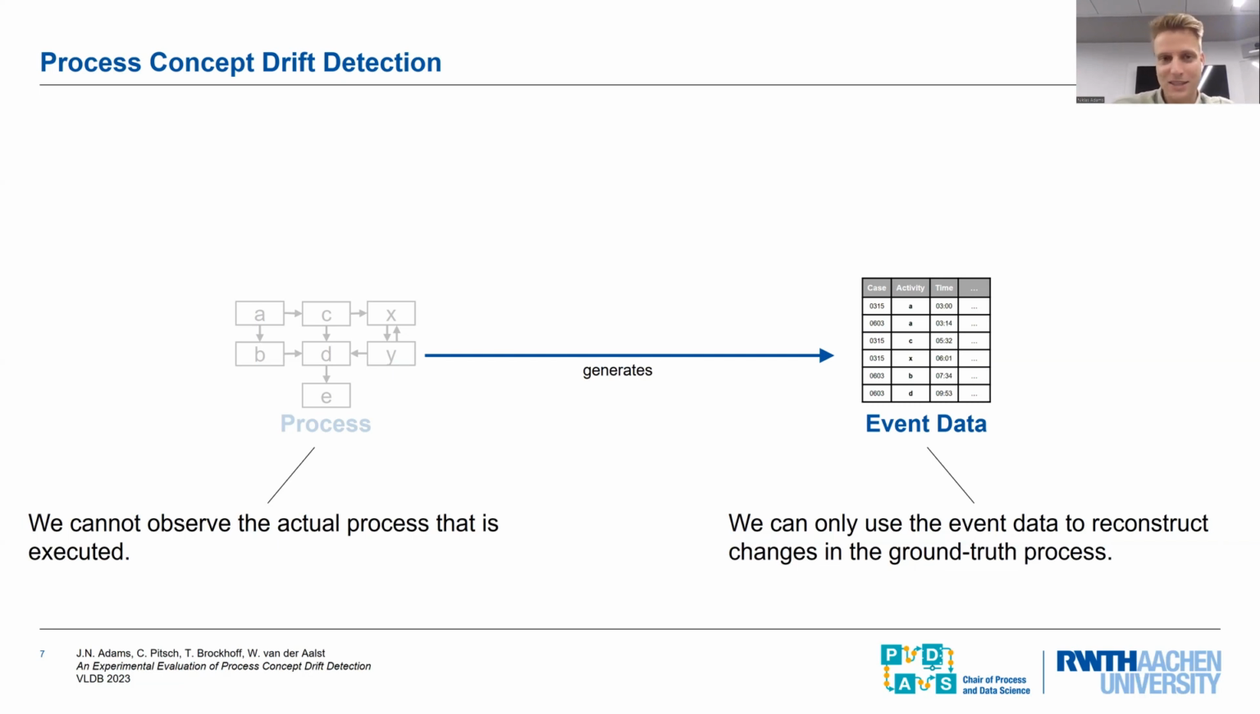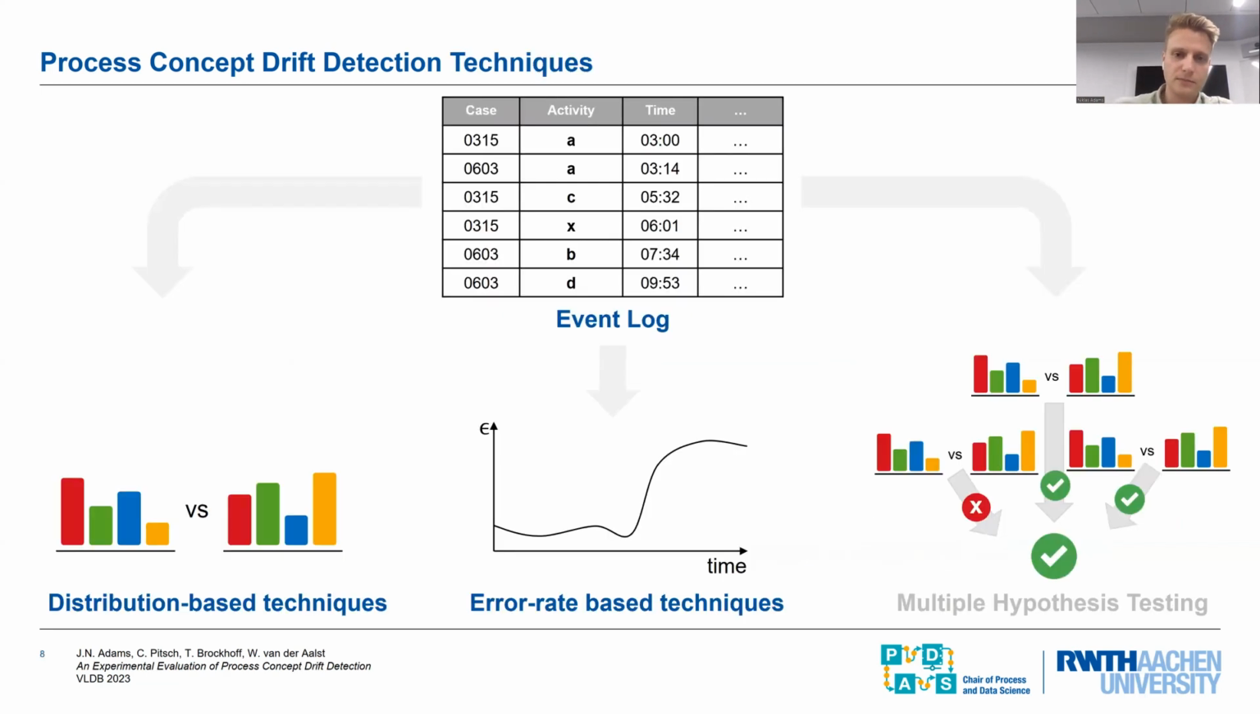But actually, it's not that easy, right? We can't see the real process. There is some process going on somewhere, but it's not tangible. We cannot see it. We cannot see its rules. The only thing that we can see is the event data that this process generates. So actually what we have to do is look into the event data to find out whether this process has changed, and maybe also how it changed. And this is the problem of process concept drift detection.